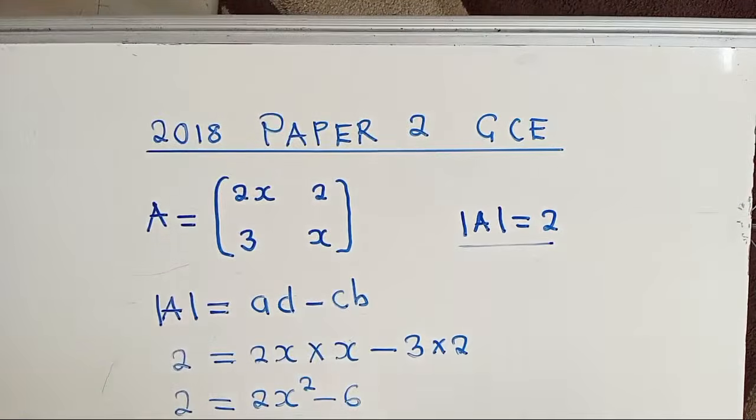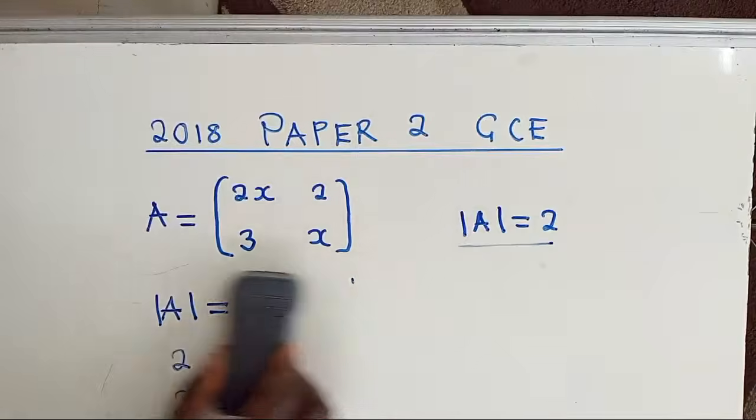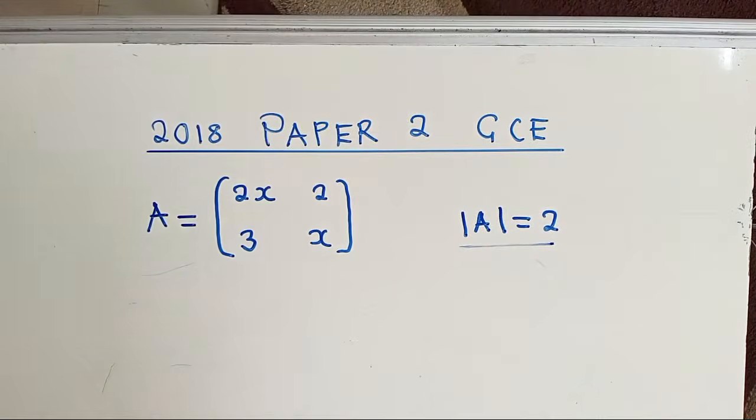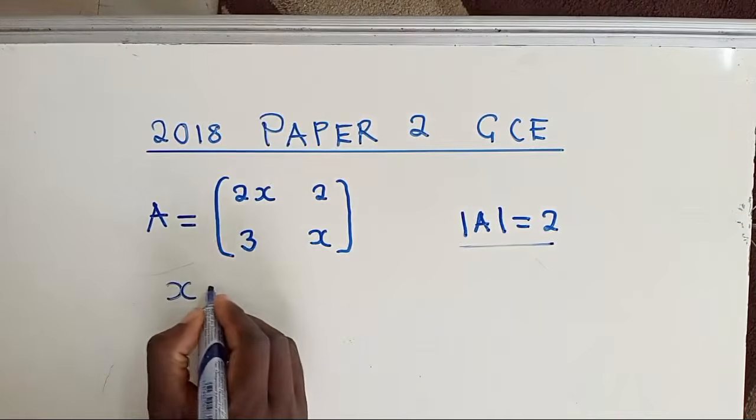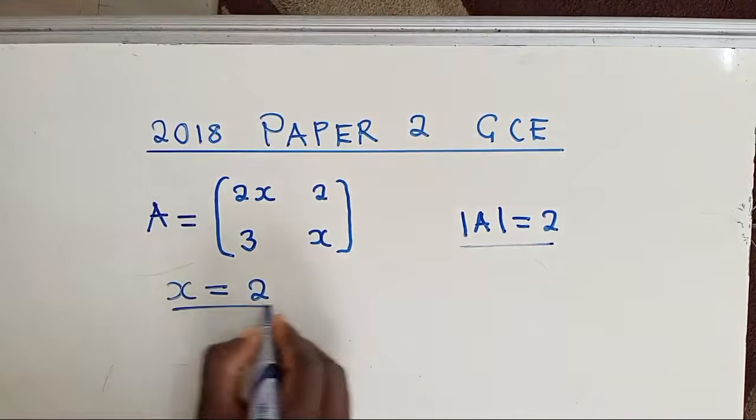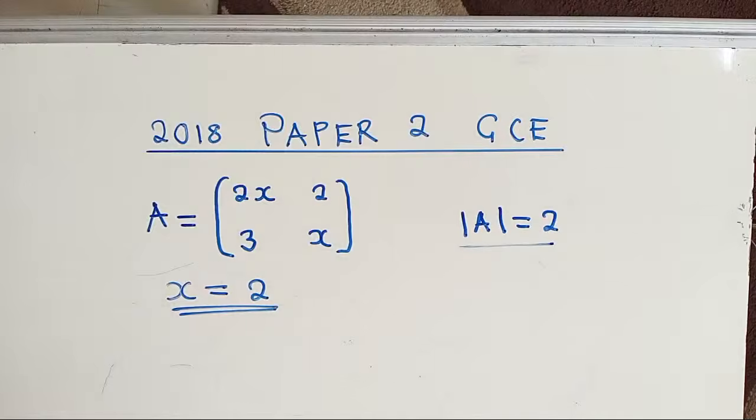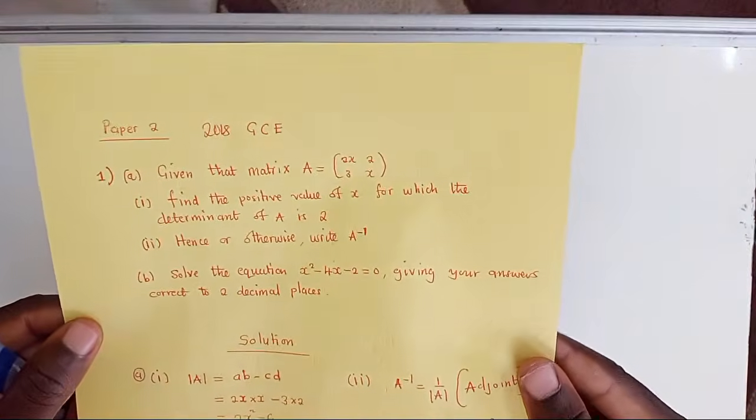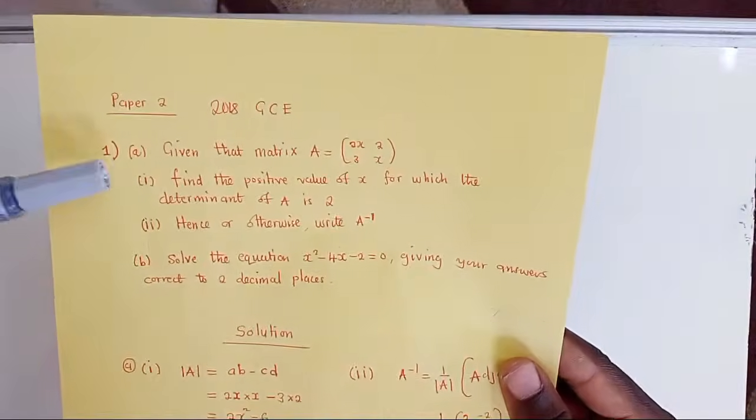Okay, so we have found our x to be equal to 2. Let me write it here. x is equal to 2. So this is the value of x. All right, so let's check the question again. We have found the value of x, so meaning we have answered this one.